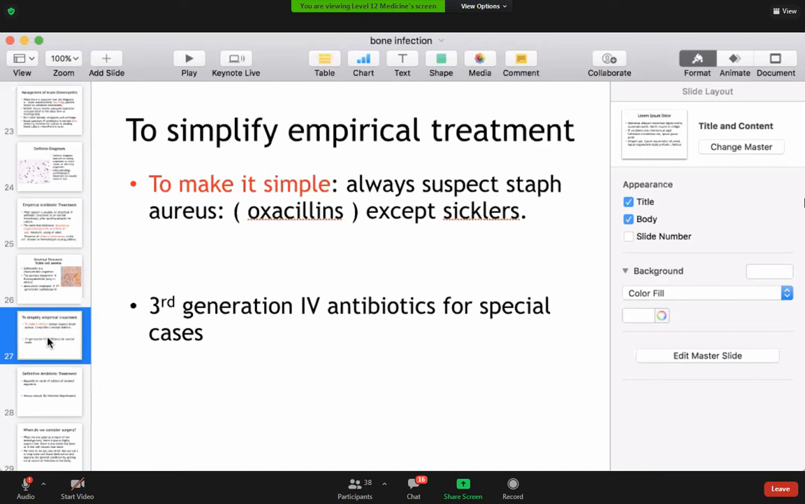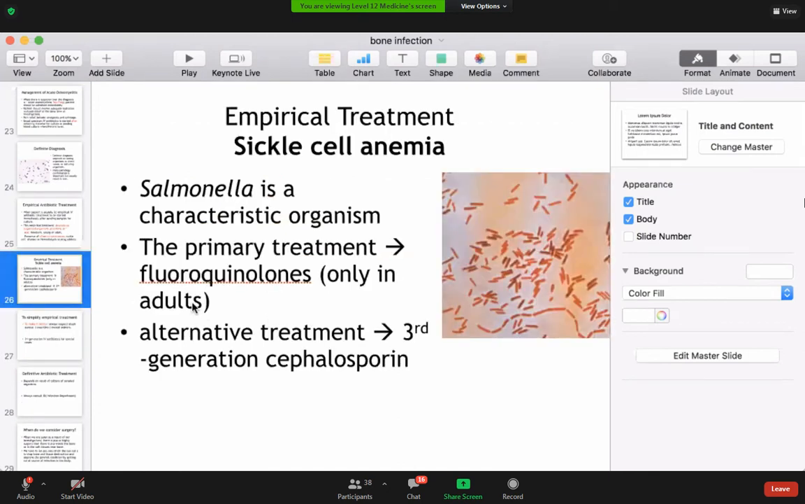To make it simple, Staph aureus is the most common organism. The empirical treatment should be oxacillin or third generation cephalosporin, except in sicklers, where you should consider giving fluoroquinolones.